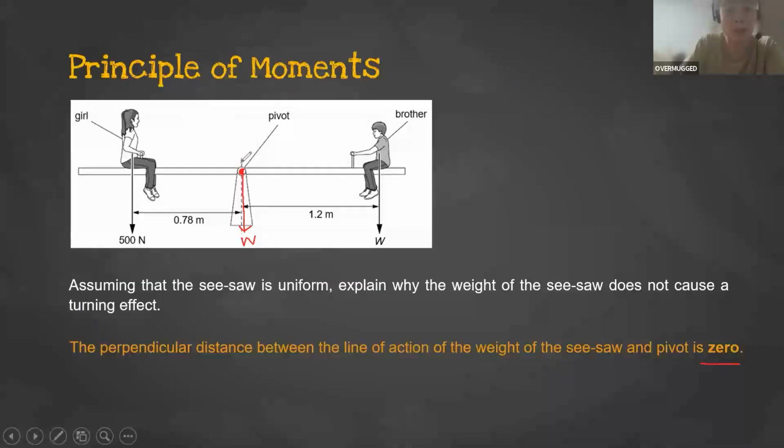There's no perpendicular distance. So moment equals force times distance. My force is the weight. The seesaw has some weight, but the distance is 0. Anything times 0 is 0. No moment means there is no turning effect by the weight of the seesaw. That one is also commonly tested.